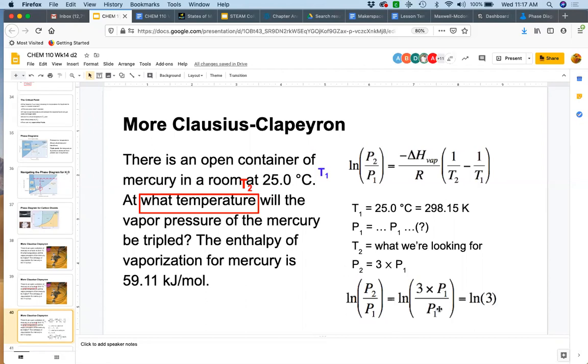So let's think about how we can simplify our problem. We have 3 times P1 over P1. Notice our P1s cancel, so all we're left with is the number 3. And so it's just the natural log of 3 on the left-hand side of this equation. Again, we're simplifying our equation so that we can solve for, in this case, T2.